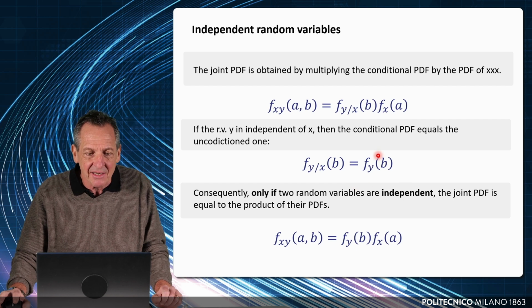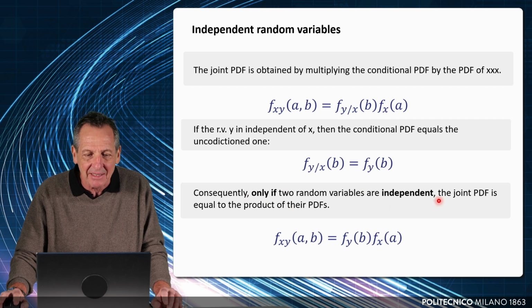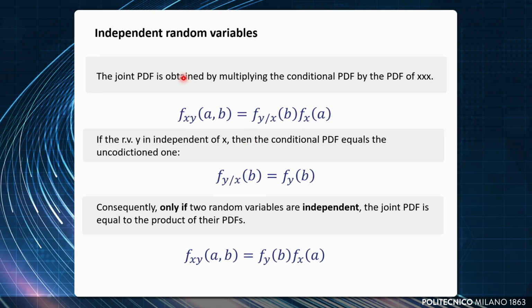So in this case, and I emphasize only in this case, only if two random variables are independent, the joint probability density function can be written as the product of the probability density function of y times the probability density function of x.